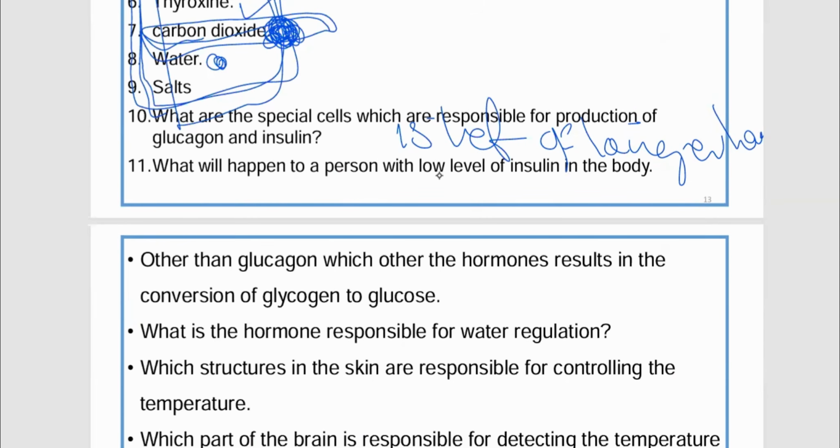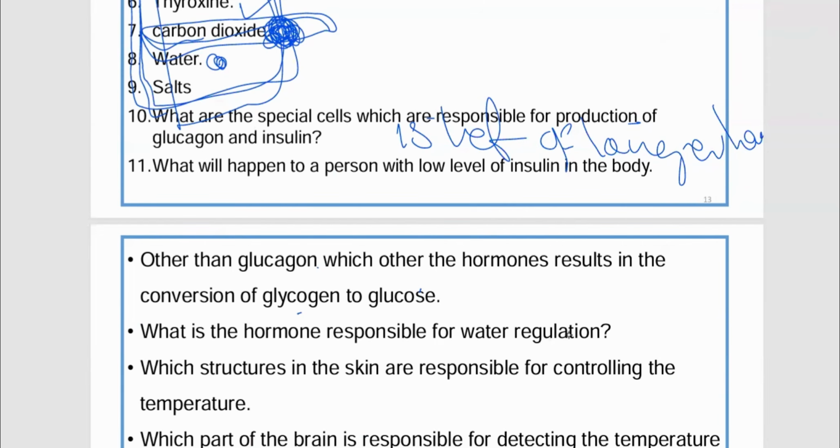And what will happen if the person's level of insulin is low? You're going to suffer from what you call diabetes mellitus. And then other than glucagon, which other hormone results in the conversion of glycogen to glucose? It is adrenaline, because during emergency, glycogen is converted back to glucose. So the answer there is adrenaline.